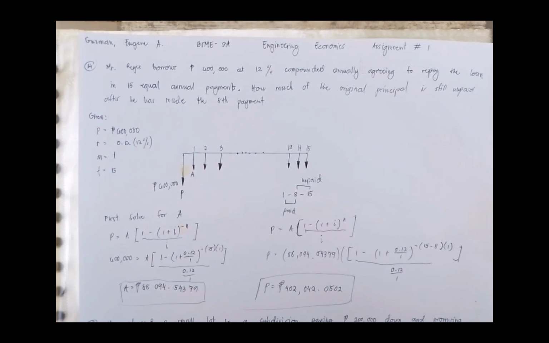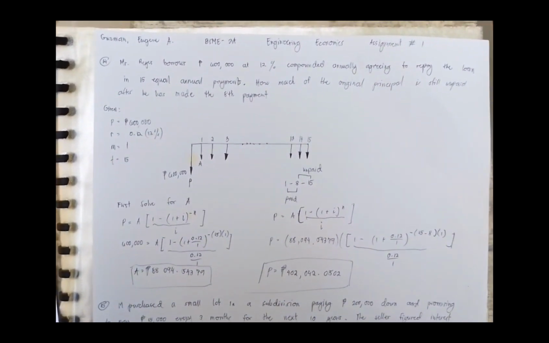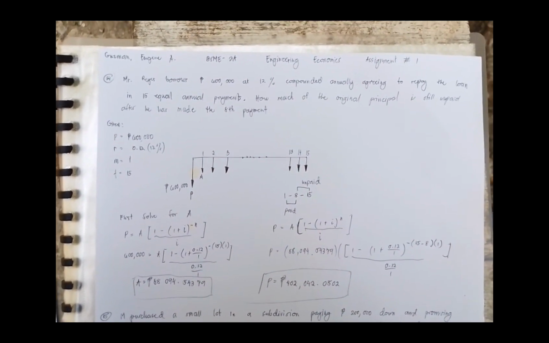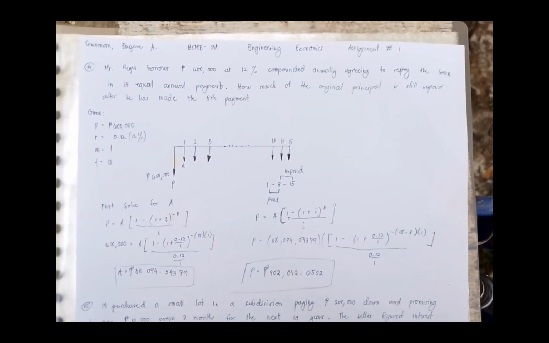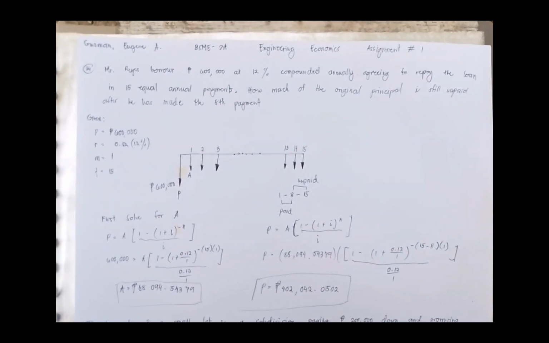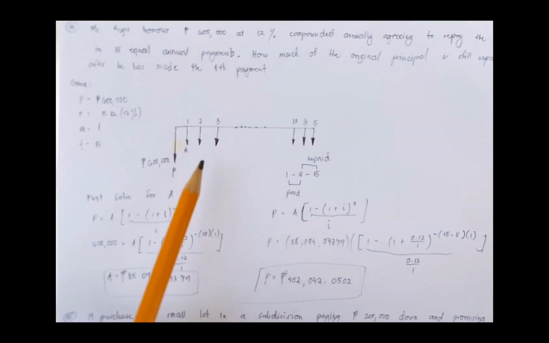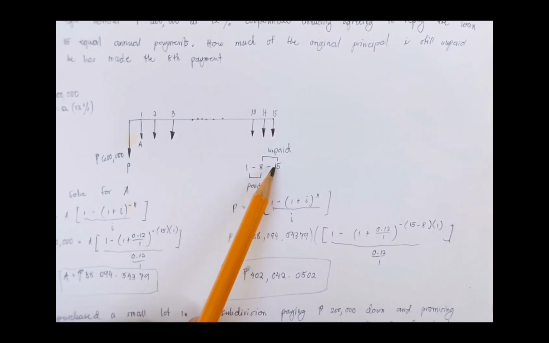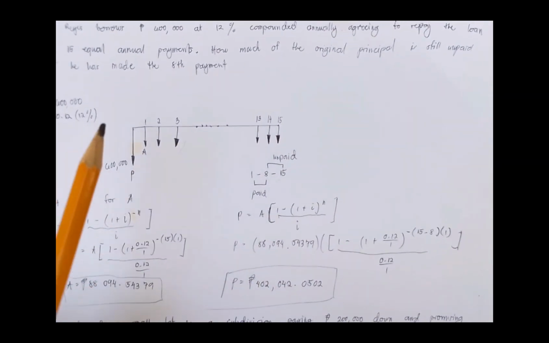Number 14. Mr. Reyes borrowed 600,000 at 12% compounded annually, agreeing to repay the loan in 15 equal annual payments. How much of the original principal is still unpaid after he has made 8 payments? Meaning he paid 8 payments, so the rest is unpaid: from 8 to 15. So we subtract and get 7.